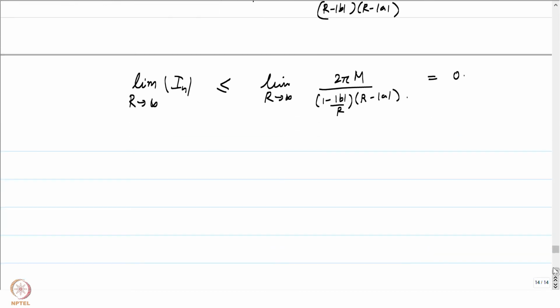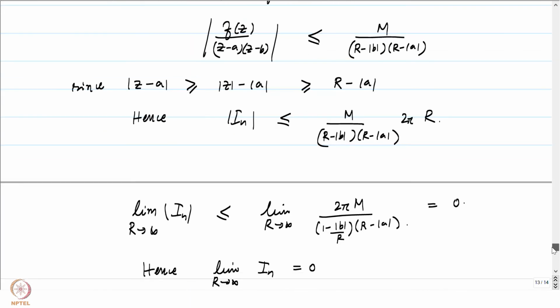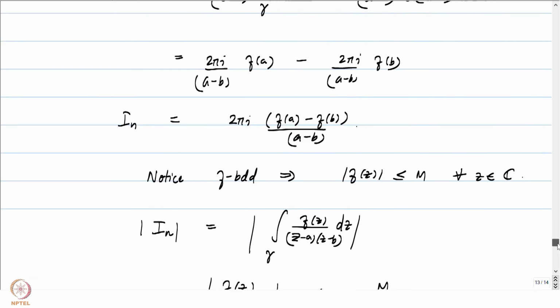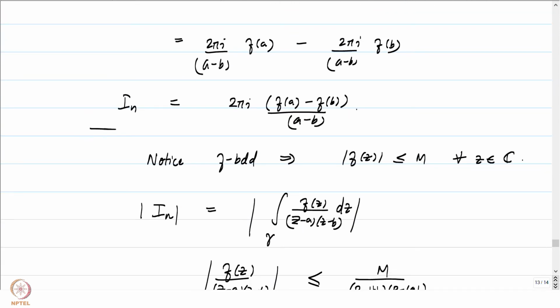Therefore, we have the limit is equal to 0. Hence, the limit as r goes to infinity of the absolute value of I_n is equal to 0. But we already calculated I_n at every stage. You notice what I_n was? I_n is actually equal to this. So, although we have completed the problem, one more step is going to tell us what Liouville's theorem is going to be.